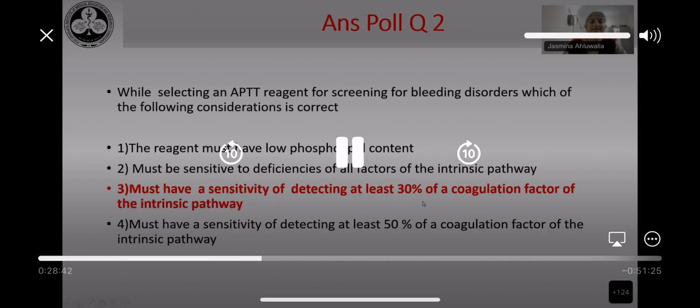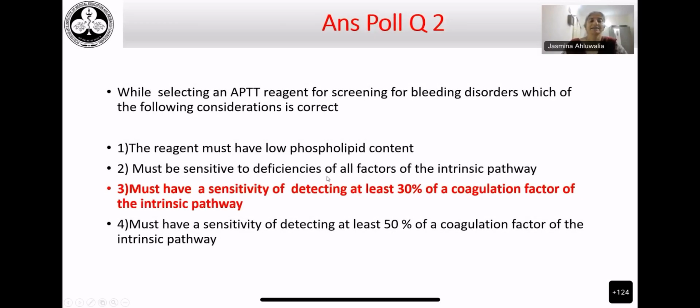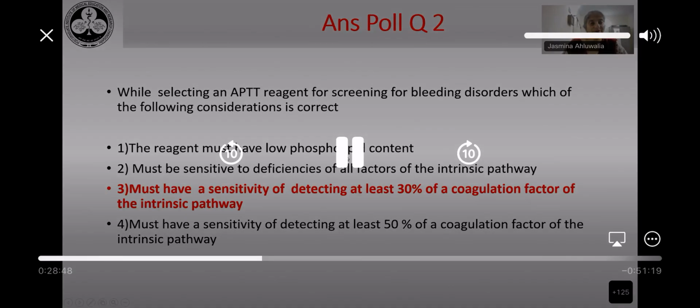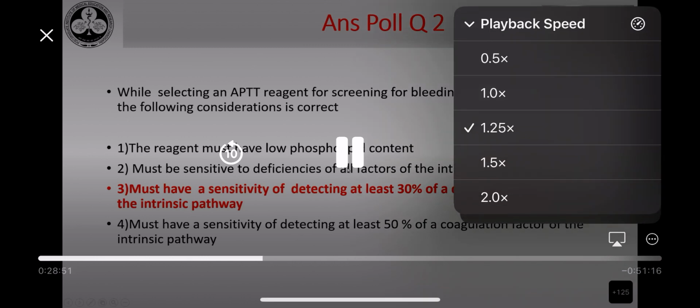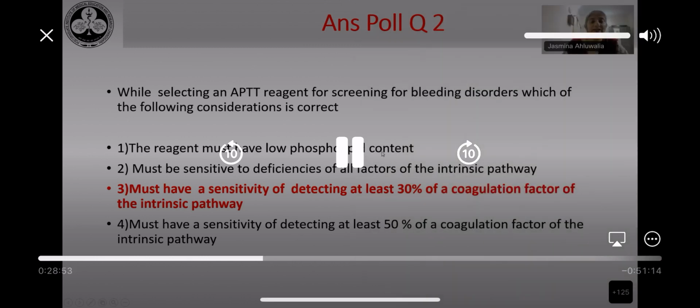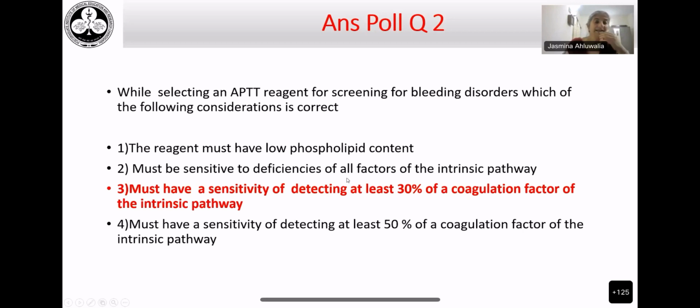I'm happy that that statement has gone correct. The reagent must have a low phospholipid content. Yes, it must be. If you have a low phospholipid content, it becomes very sensitive, so it will give us a problem there. Should be sensitive to all deficiencies of all factors of the intrinsic pathway.